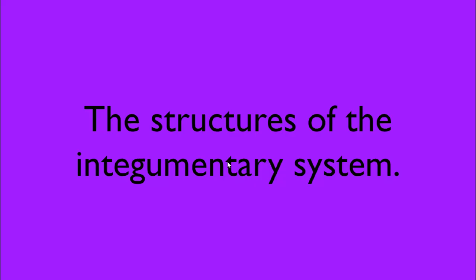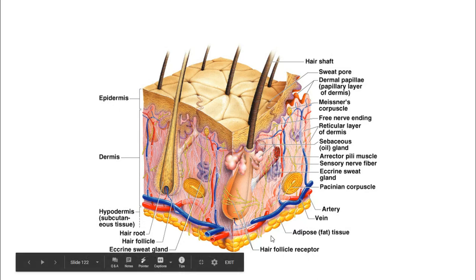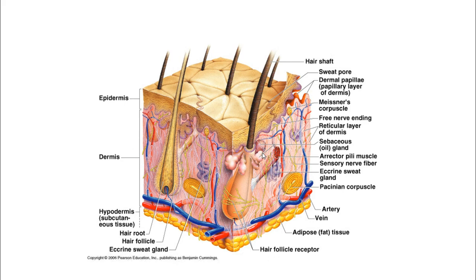The integumentary system, that is your skin. The skin is the largest organ of our body. So yes, the skin is an organ, and look at all of these things that are in our skin. So it's not just this top layer that you see. There's lots to it, layers to it.